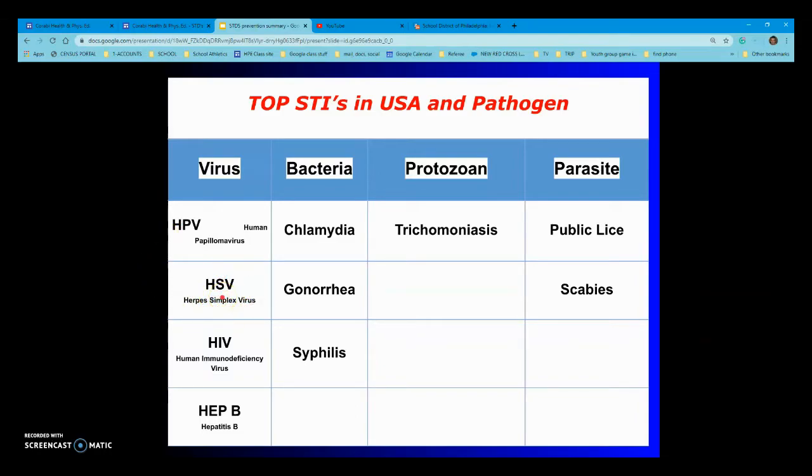HSV, herpes simplex virus, keeps returning. Chlamydia, gonorrhea, syphilis are the bacteria-caused STDs. Chlamydia and gonorrhea can both be cured easily through antibiotics. Trichomoniasis can also be cured through treatment. And then the parasitic-caused STDs.